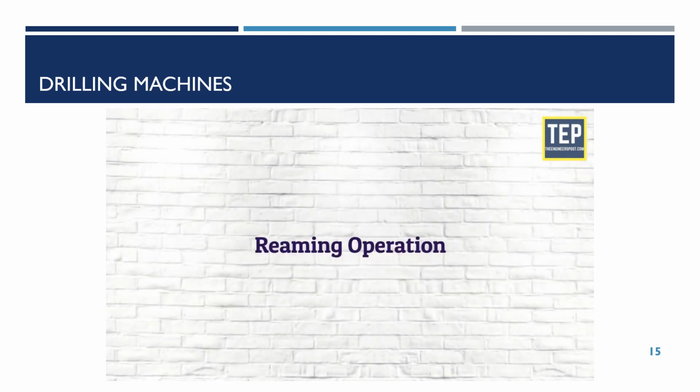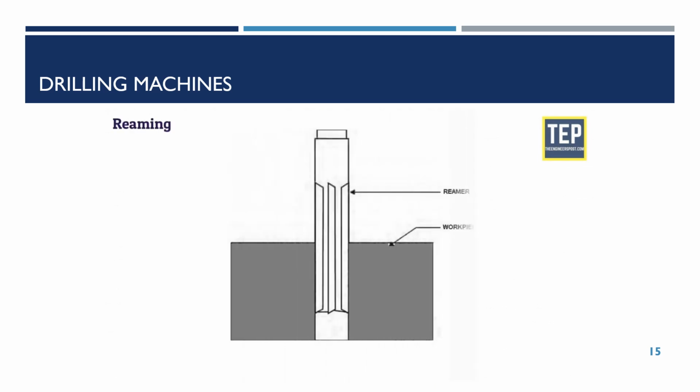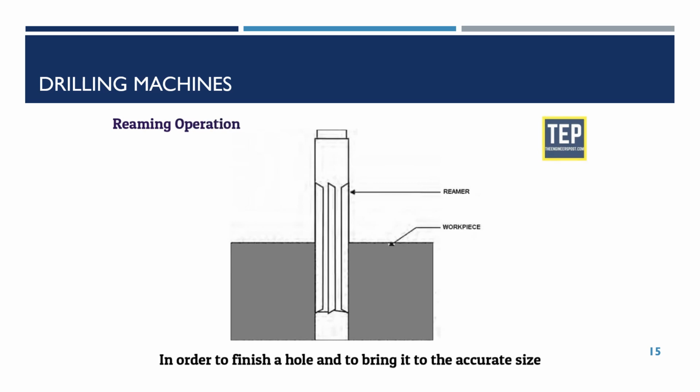Reaming operation. Reaming is an accurate way of sizing and finishing a hole which has been previously drilled. In order to finish a hole and to bring it to the accurate size, the hole is drilled slightly under size. The speed of the spindle is made half that of drilling and automatic feed may be employed. The tool used for reaming is known as a reamer, which has multiple cutting edges.